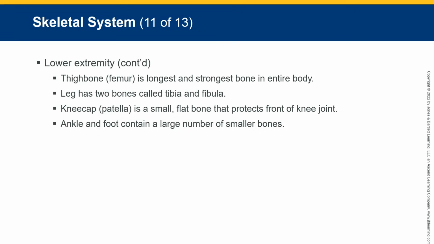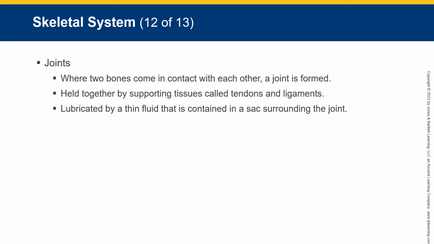That's your lower extremity. Now, any place where two bones come together with each other is called a joint, where we can have some articulation. These are held together by supporting tissues, and again, tendons connect bone to muscle, and ligaments connect bone to bone. Between each of these bones is a thin layer of fluid with a sac, and that is lubricant in there. It keeps it nice and squishy so you can move around better.